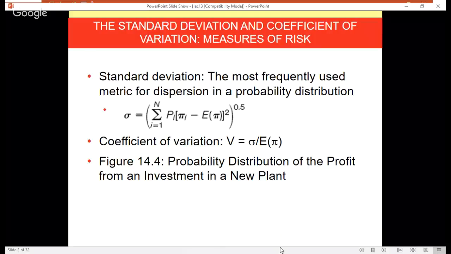What you might not have seen before is the coefficient of variation. This is something that's used basically in finance. The coefficient of variation is simply the standard deviation divided by the expected profit.